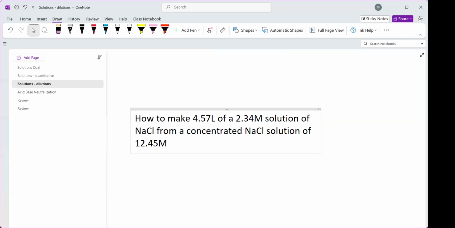Okay, so we want to end up with 4.57 liters of a 2.34 molar solution of sodium chloride. We don't have dry ingredients available, but we've got this super concentrated sodium chloride solution. So what do we do to take an X amount of the concentrated stuff and dilute it down with water until we get 4.57 liters of the 2.34 molar?